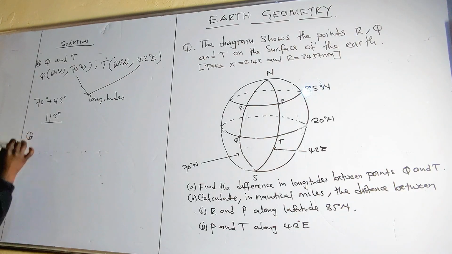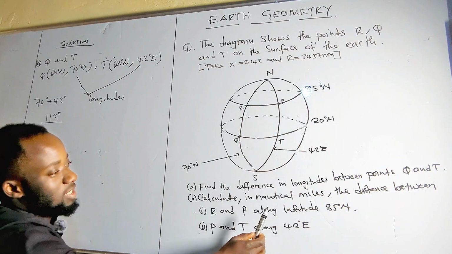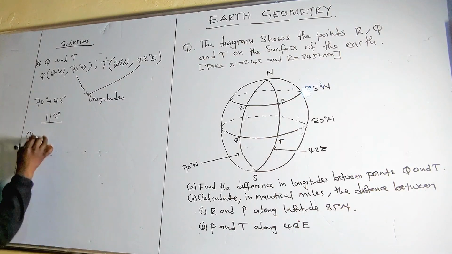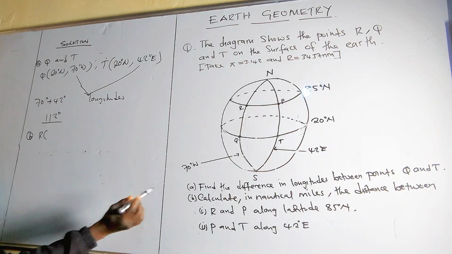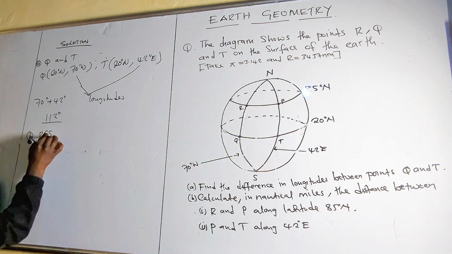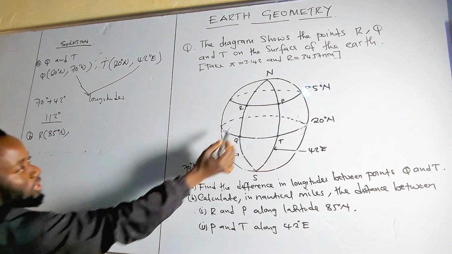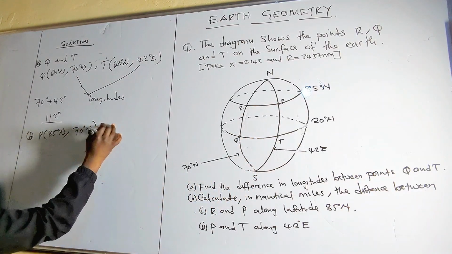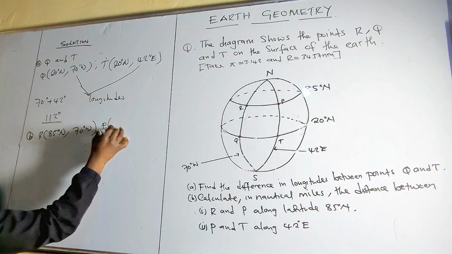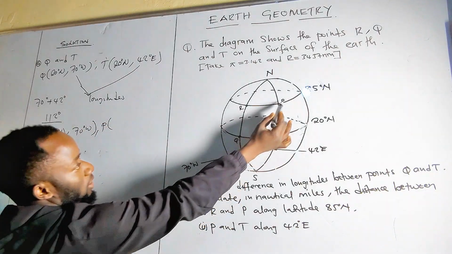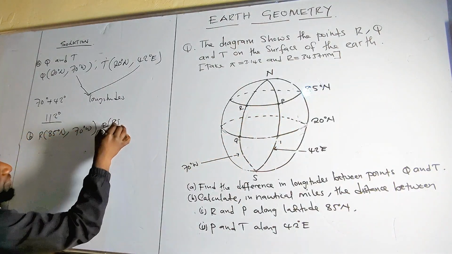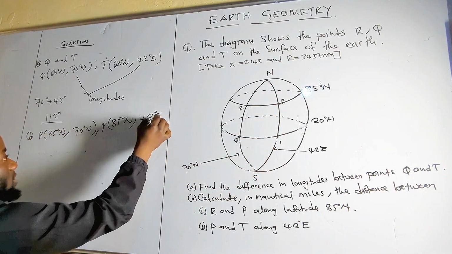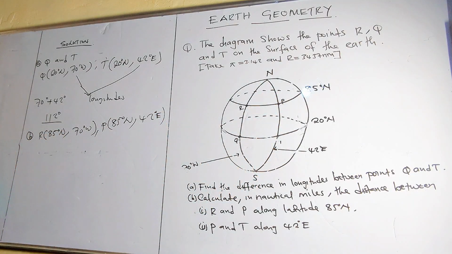And then the second question is saying calculate in nautical miles the distance between R and P along latitude 85 degrees north. So talk of the location of R as well. R is standing on latitude 85 degrees north, comma, longitude 70 degrees west. Talking of the P, the P is standing on latitude 85 degrees north, comma, the longitude is 42 degrees east. Good.